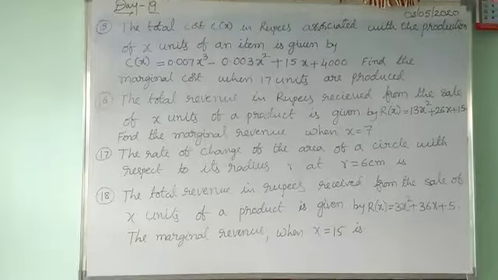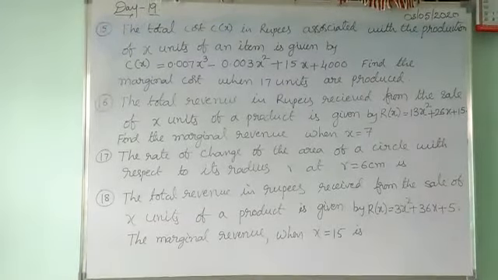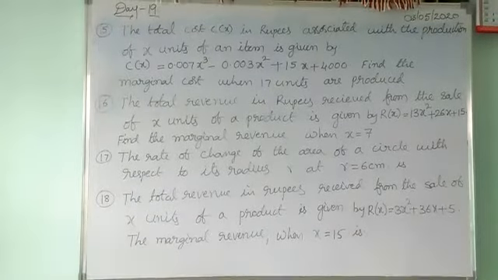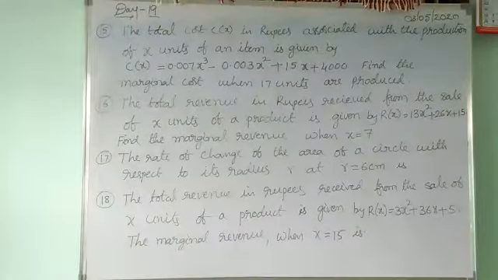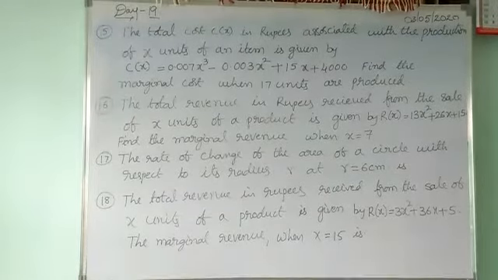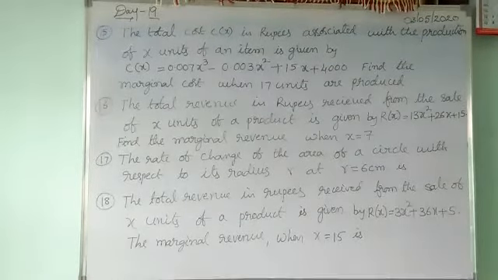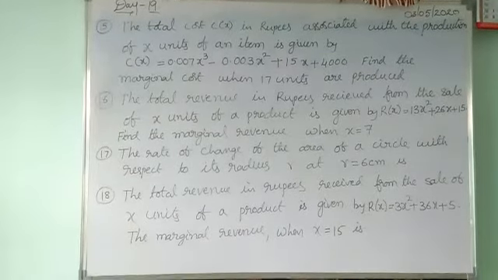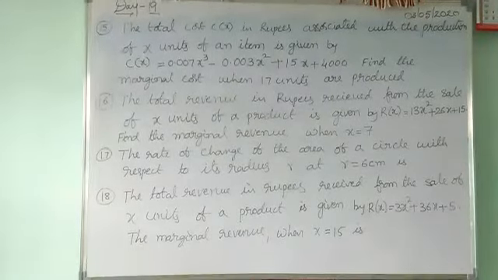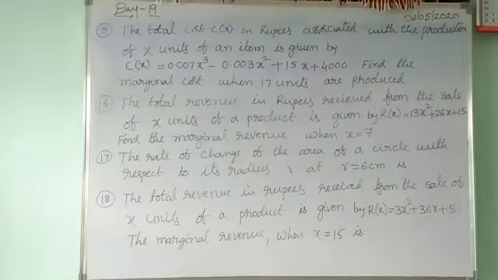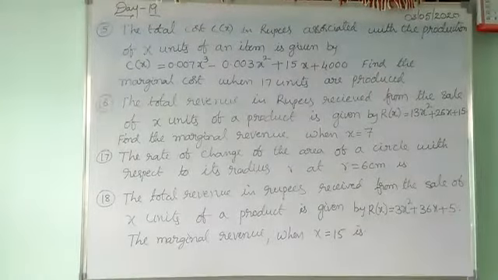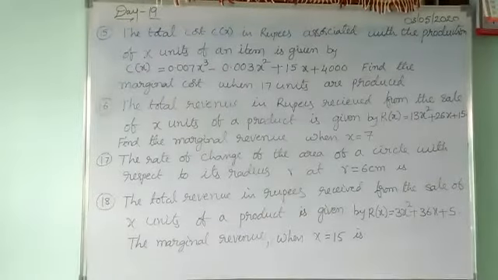Next, the 18th one. Same question, guys, like 16. Total revenue in rupees received from the sale of x units of a product is given by R of x equal to 3x square plus 36x plus 5. The marginal revenue when x equal to 15 is the same: differentiate R of x with respect to x, then in the place of x substitute 15. After differentiating the function, you get 6x plus 36. In that, just substitute and you will get the answer.